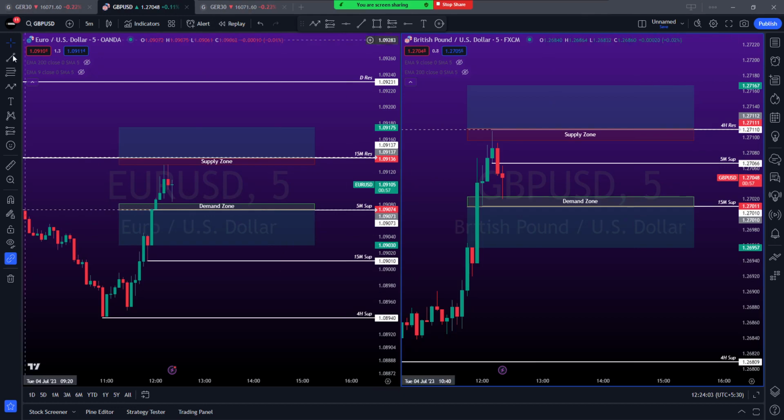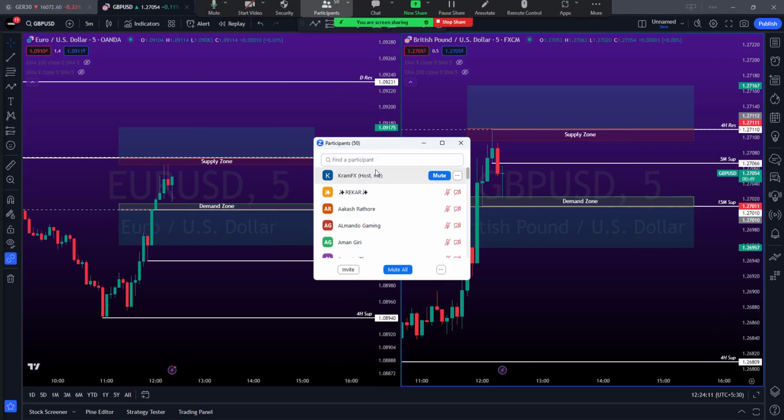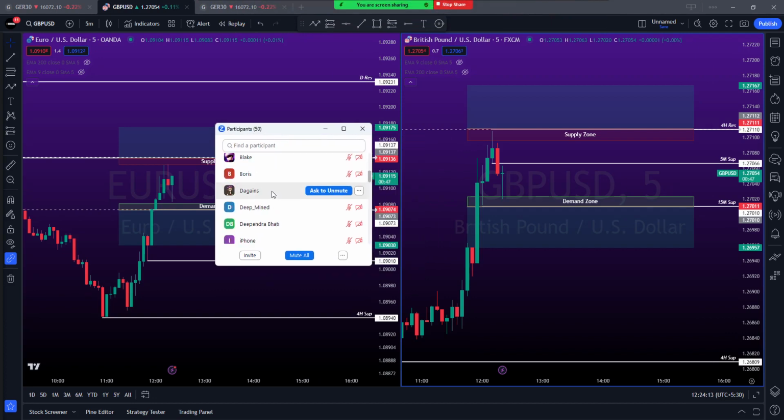Okay, look at that. We got rejected from our demand zone. Maybe we're going to go up and make something and then fall down further from 5-minute support. Okay, I'm talking about EUR, and same thing is happening on GBP USD.